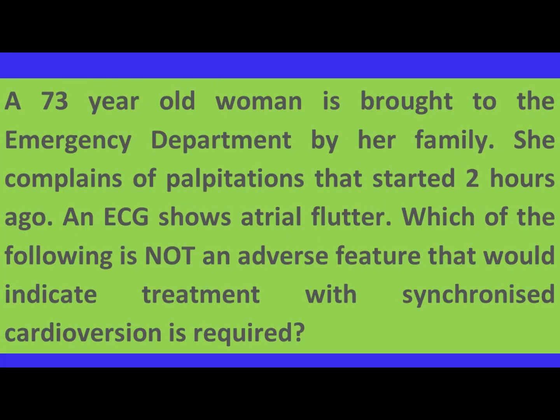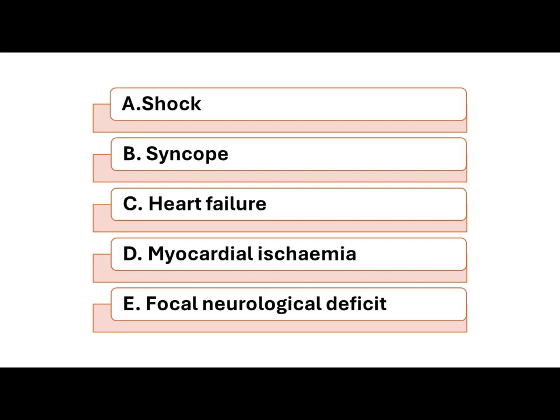A 73-year-old woman is brought to the emergency department by her family. She complains of palpitations that started 2 hours ago. An ECG shows atrial flutter. Which of the following is not an adverse feature that would indicate treatment with synchronized cardioversion is required? Options are A. Shock, B. Syncope, C. Heart failure, D. Myocardial ischemia, E. Focal neurological deficit.